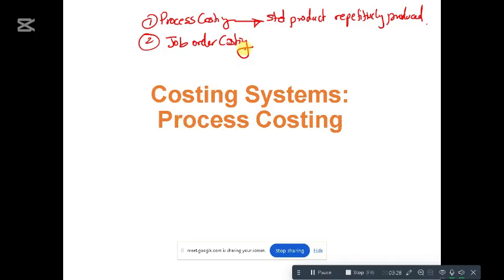When do we apply job order costing? Specific orders. Each order is different. Each unit you process is different from the other units. Then we use job order costing. With that background, let's go and see each of them. Process costing first.